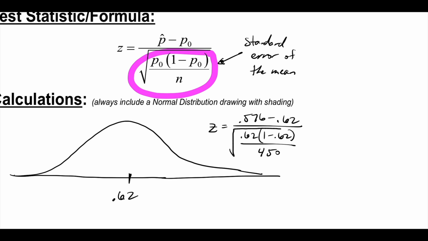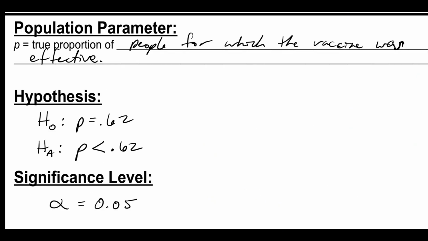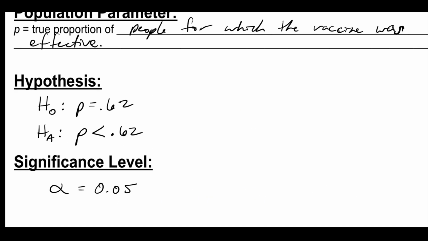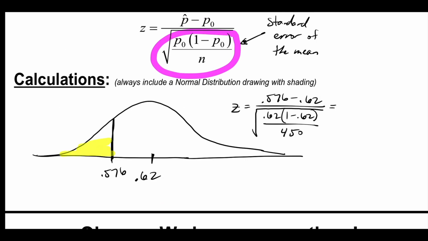So is there an easier way to do this? Is there a calculator way? Yes, there's a calculator way to do it. So p hat is somewhere over here, 0.576. Which way are we shading for p hat, left or right? How do you know? Because we want it less than. What did we want less? The true probability. Our alternative hypothesis was less than, right? So we're only curious in less than. So this is what we want here.